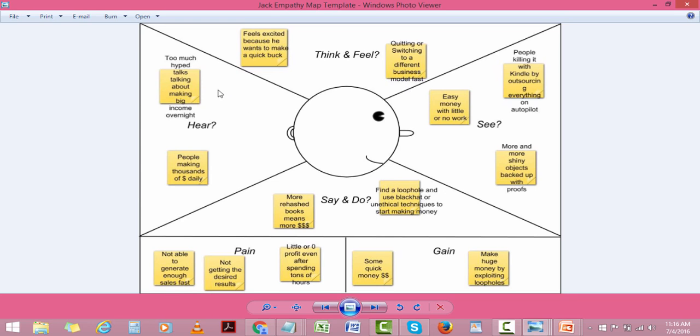He hears too much hype talk about making big income overnight, and he hears people making thousands of dollars daily. He sees easy money with little or no work with the push of a button, or people killing it with Kindle books by outsourcing everything on autopilot. He sees more and more shiny objects every single day packed up with strong proofs. And what he says and does is basically he focuses more on rehashed books. He thinks that it can mean more income, but he's basically increasing his own expenditure. He's trying to find a loophole and use black hat or unethical techniques to start making money.